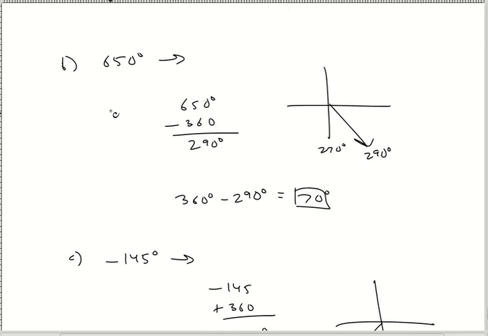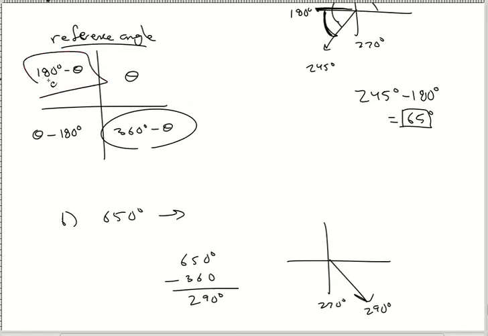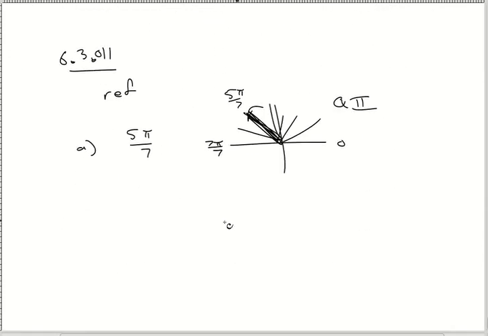Going back to the formula, this guy, 180 minus my angle. Well, it's not 180 now, it's going to be pi. So I'm going to say now pi minus 5 pi over 7. Just like I had said, it's 7 pi over 7 minus 5 pi over 7. 2 pi over 7. There you go.